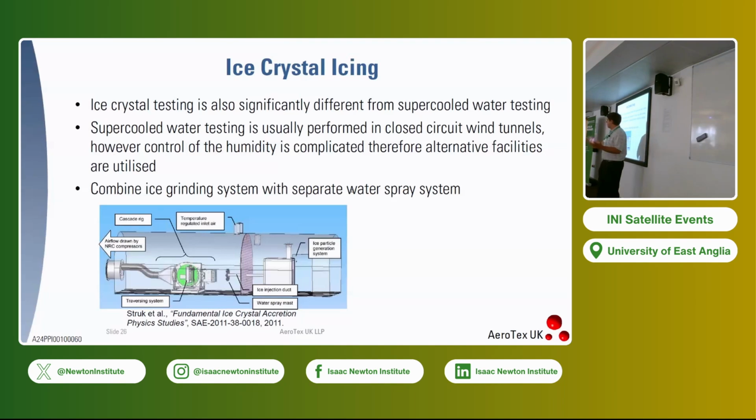But this isn't closed loop. In a conventional icing wind tunnel, the relative humidity goes to 100% quite quickly. But in these, they can control it because it's not going around the loop.